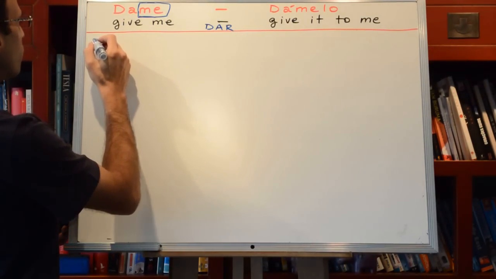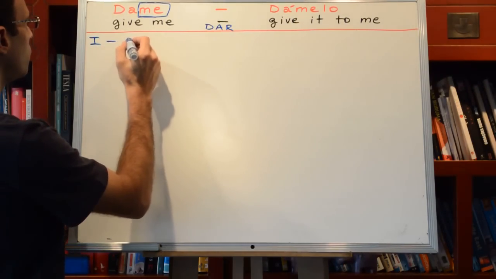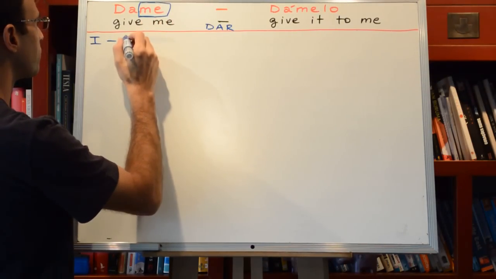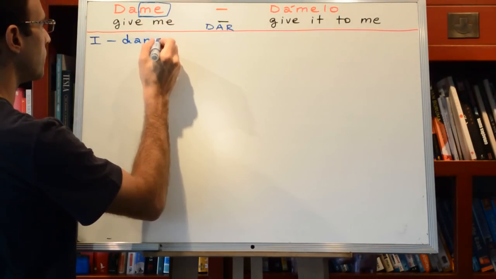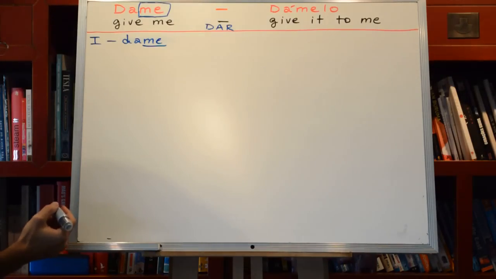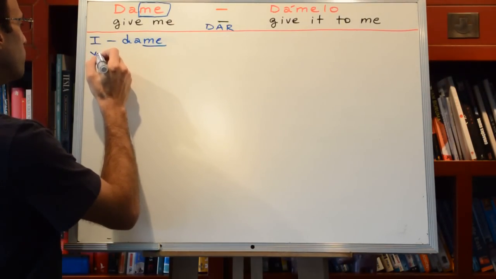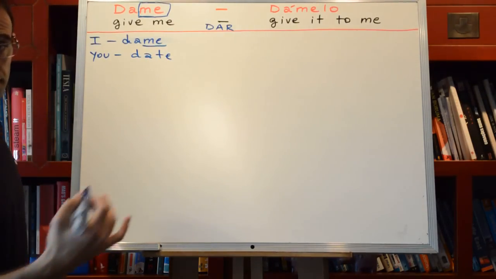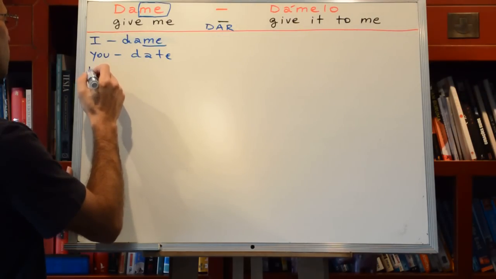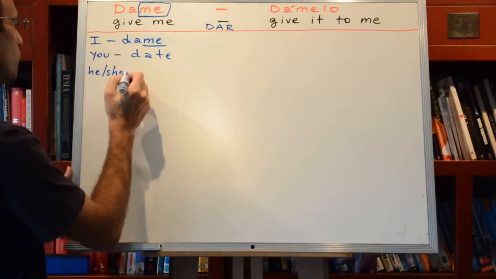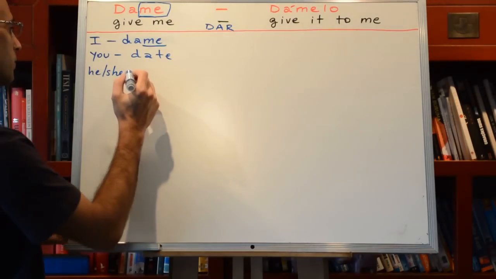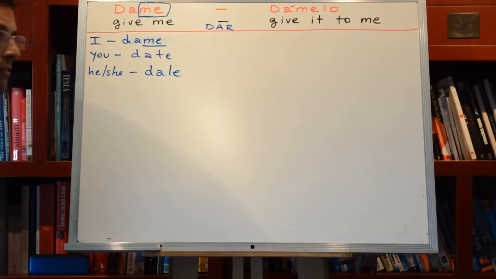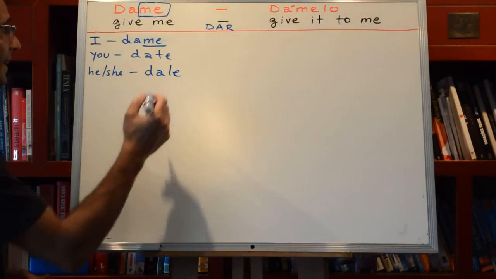So for I, okay, we use dame. Let's use lowercase. Dame, okay? For give me. For you, date, give yourself, right? He, she. Remember, we don't have an it in Spanish. It would be dale. Give her or give him. Dale.